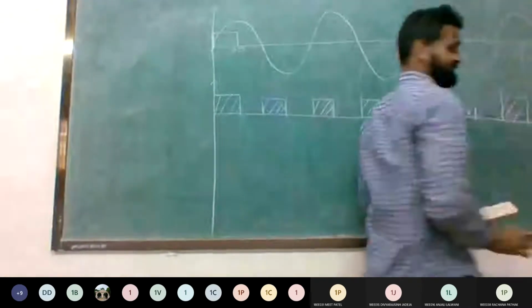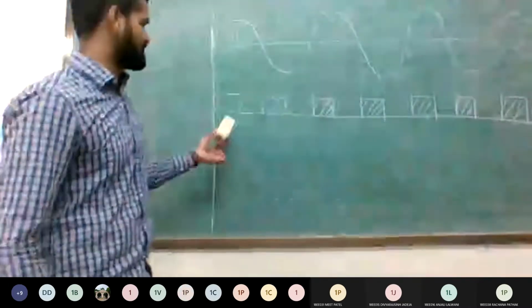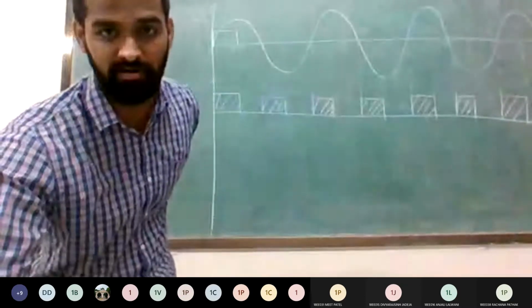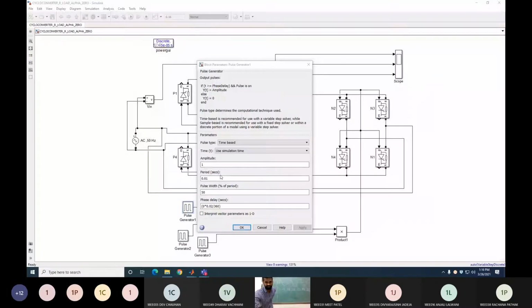Here, this is the logic we have used for pulse generator number 1. You can check in the simulation for pulse generator number 1. Now you can see here the amplitude is 1, period is 10 milliseconds, means half time of the supply. And pulse width is 50%. It is 50% of 10 milliseconds. It is 5 milliseconds. With phase delay 0.